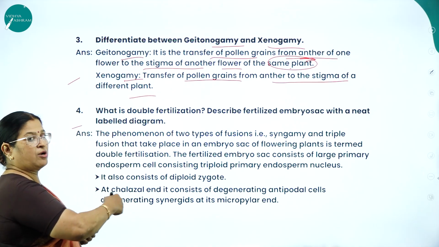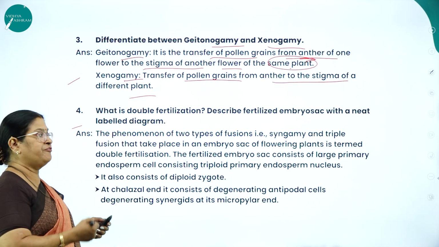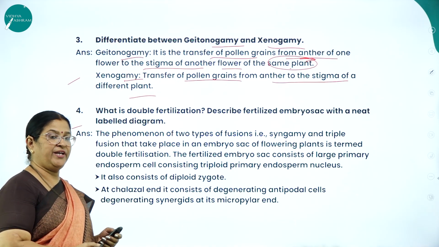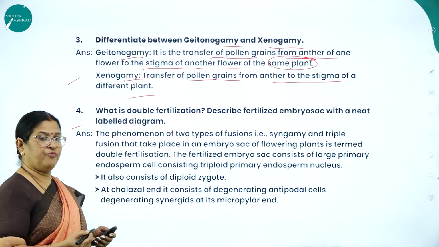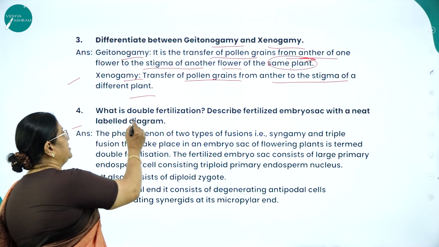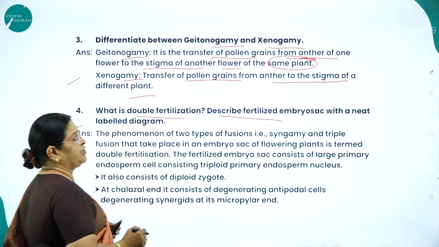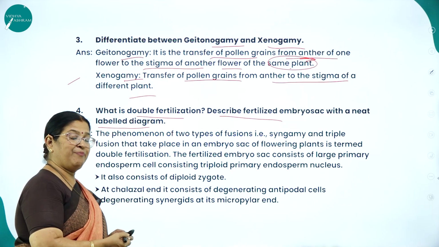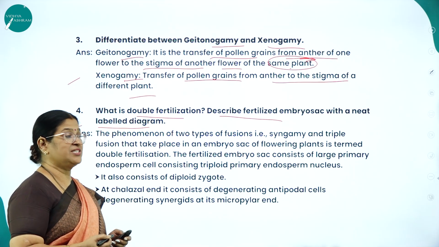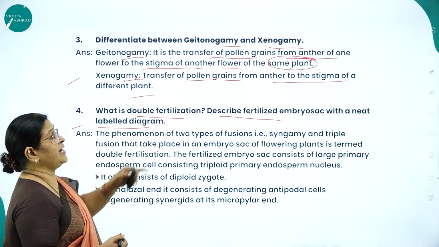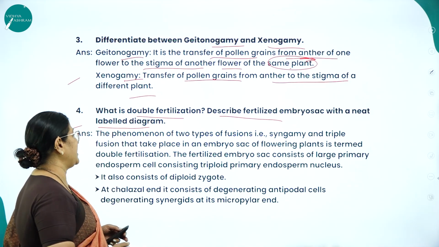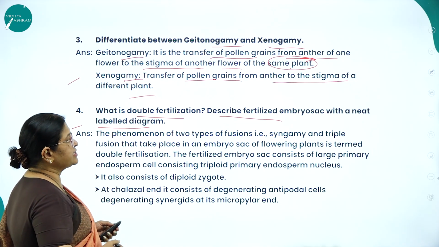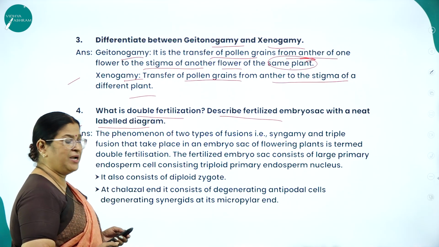Next, this is a long question. As I said, all these questions I have framed are from the previous question papers from March 2023 to 2014. So what is double fertilization? Describe the fertilized embryo sac with a neat labeled diagram. I already told you the type of fertilization here, it is called double fertilization and triple fusion. So let us see question number 4. What is double fertilization? Describe the fertilized embryo sac with a neat labeled diagram.